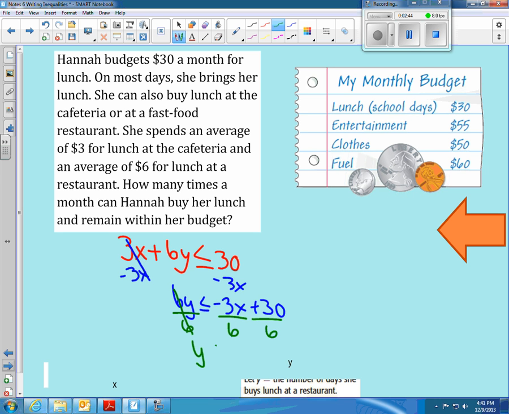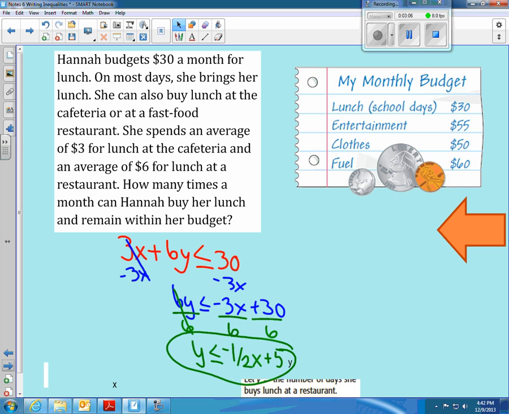We get y is less than or equal to, and my inequality symbol did not change because we didn't divide by a negative. Negative 3 over 6 reduces to negative 1/2 x, and then 30 divided by 6 is 5. So here we wrote our inequality. Great. But now we need to graph that inequality.